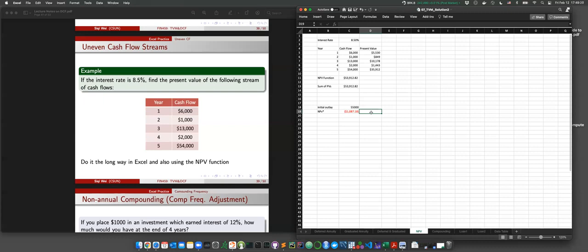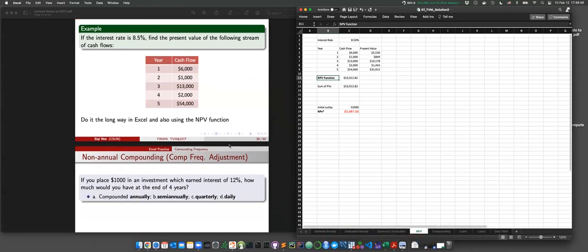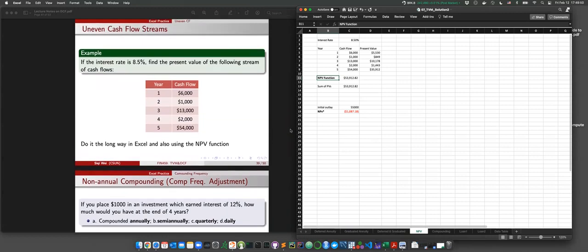The reason why I want to show you this is just to highlight the difference between the Excel function and the financial definition of NPV. Other than that, I think you fully understand all these examples. Okay, all right. So that's all I have for today's lecture.